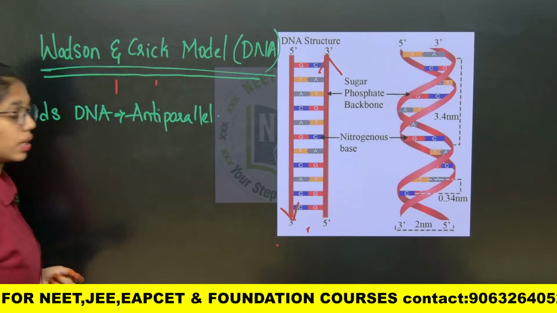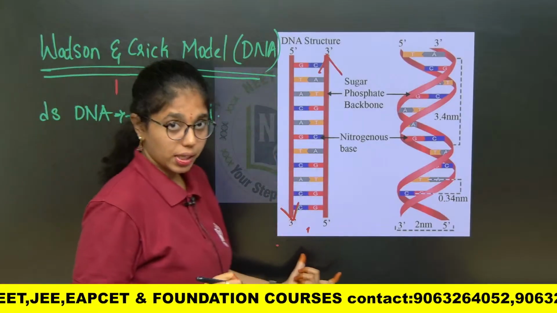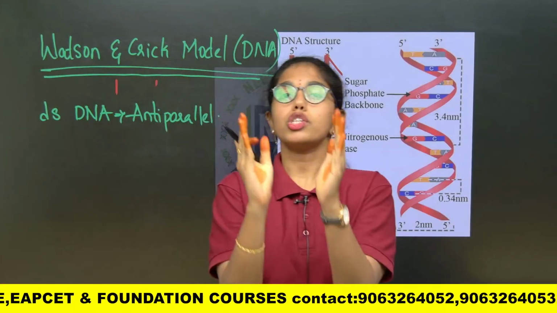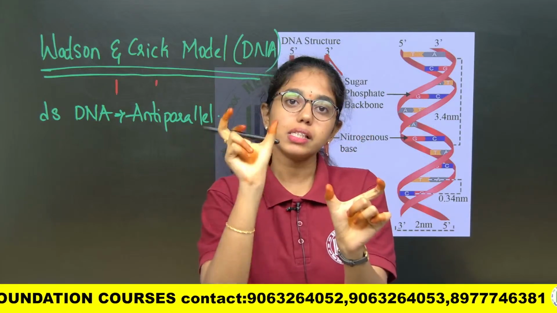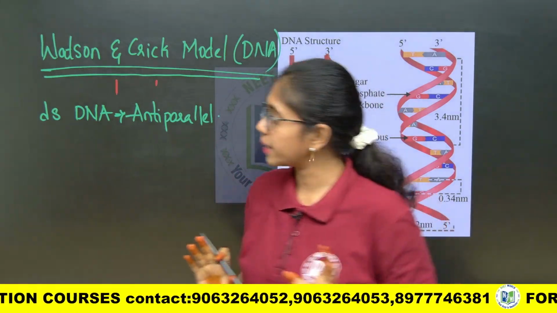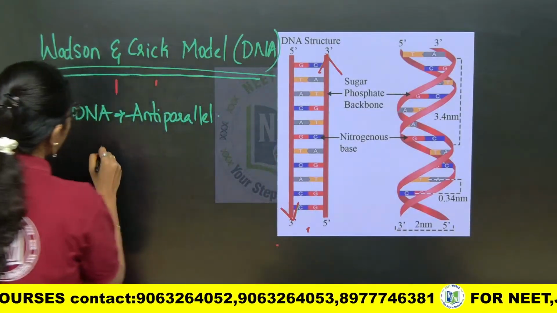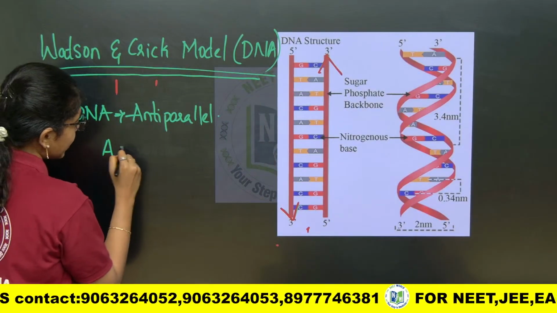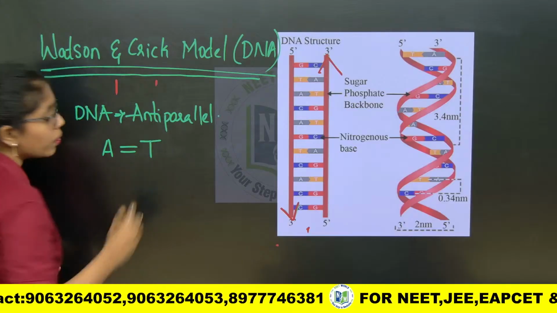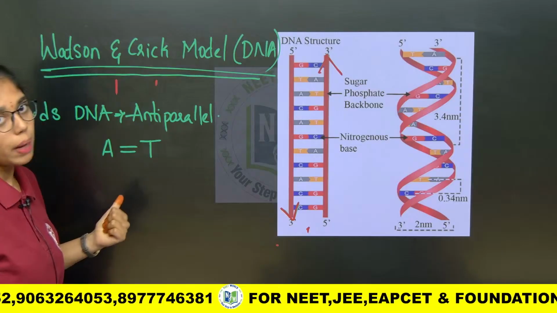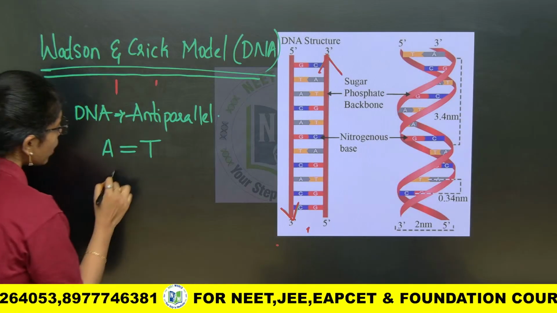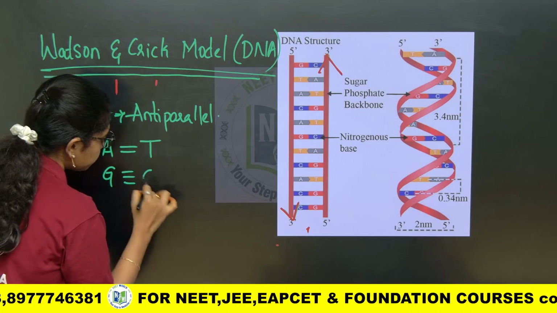Anti-parallel to each other. And here in this double stranded DNA, purine is connected to pyrimidine, pyrimidine is connected to purine. How are they linked? For example, adenine of this chain is linked to thymine by 2 hydrogen bonds. Here adenine is what? Purine. Thymine is what? Pyrimidine. Same is the case with guanine and cytosine.